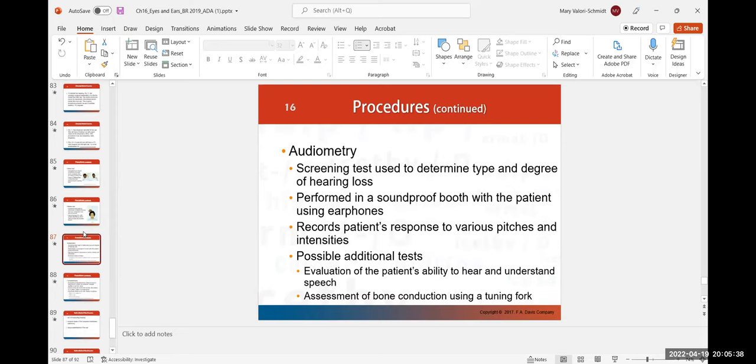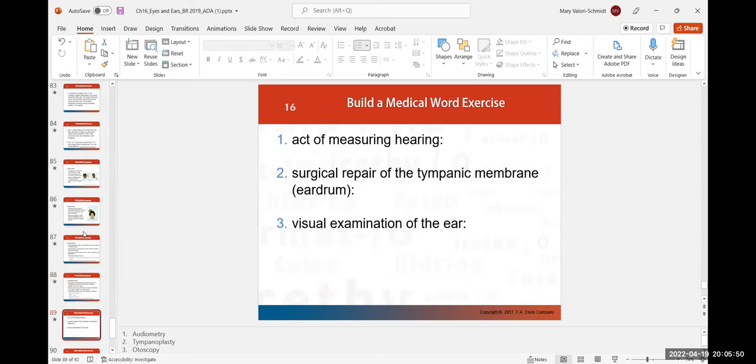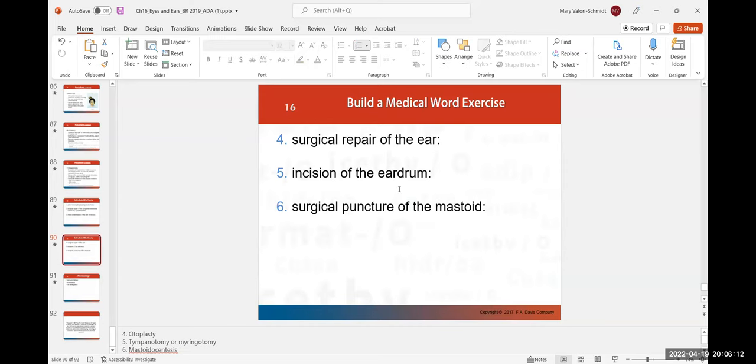Audiometry is, you know, when you're a little kid and they come in with a little machine and put the headphones on: raise your hand when you hear the beep, beep, beep. Tympanometry is evaluating the eardrum's ability to move because that's how it sends signals. So measuring hearing is audiometry. Surgical repair of the tympanic membrane is tympanoplasty. And a visual examination of the ear is otoscopy. Surgical repair of the ear is otoplasty. An incision into the eardrum can be either a tympanotomy or a myringotomy.